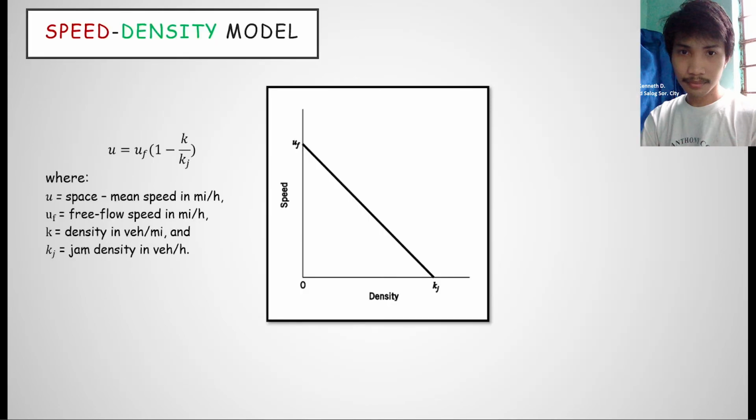Speed density model. Using the formula obtained, space mean speed is equal to the free flow times 1 minus the density over jam density. The graphical model is where at zero density, the speed of the cars will be at free flow. When they reach the jam density, the speed of the cars will become zero or approach zero.